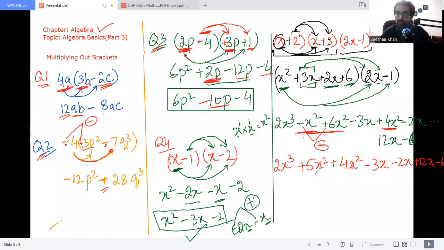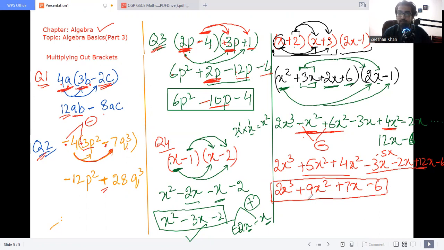Okay, now we will add these two. So 2x cubed, and it would become plus 9x squared. And now we will add these x terms together. So negative 3x and negative 2x would become negative 5x, and negative 5x plus 12x would become plus 7x, and negative 6. So this is the answer. This is how we solve three brackets. So this was part 3. The topic was multiplying out two or three brackets with each other. Thank you.